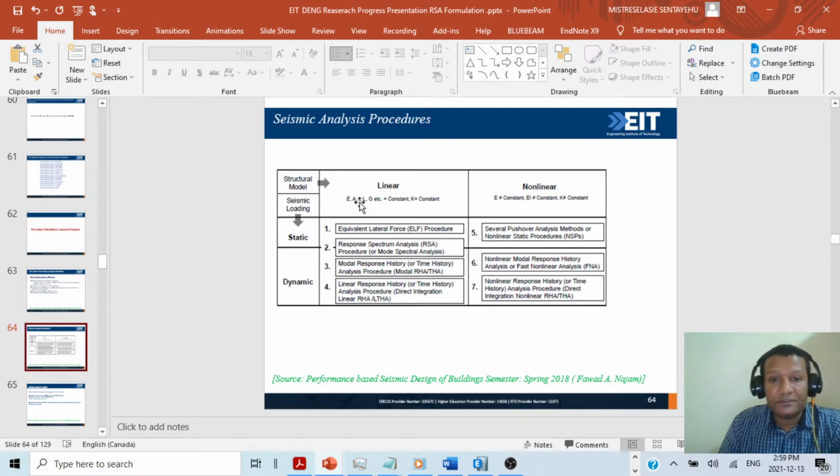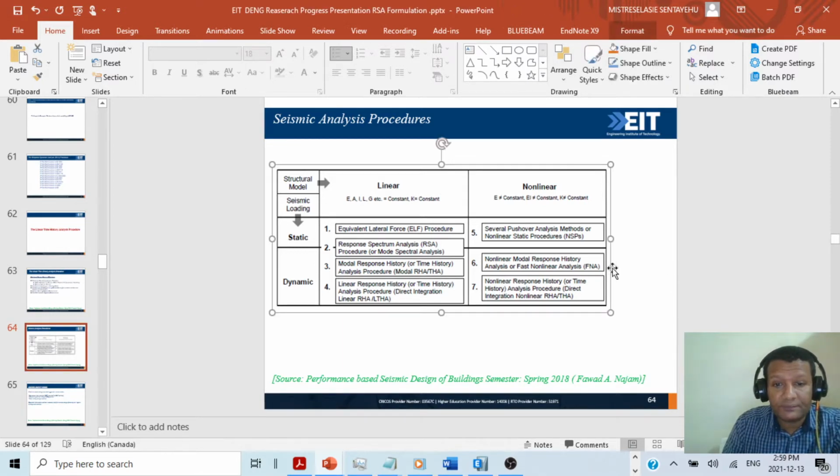As per our discussion, we have linear and non-linear analysis types. This is structural model, seismic loading, static and dynamic. So for linear static and linear dynamic, we have the equivalent lateral force procedure, ELF procedure, response spectrum analysis, RSA procedure, or modal spectra analysis. This is a pseudo dynamic analysis because it is between static and dynamic. This is in the middle. The third one, modal response history. This is what we are going to do in this presentation.